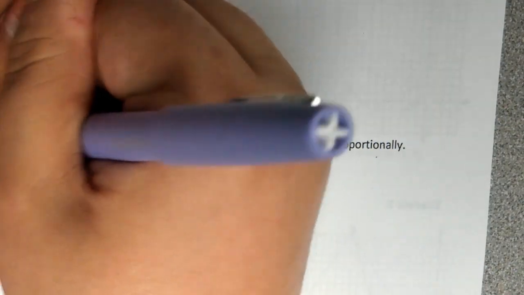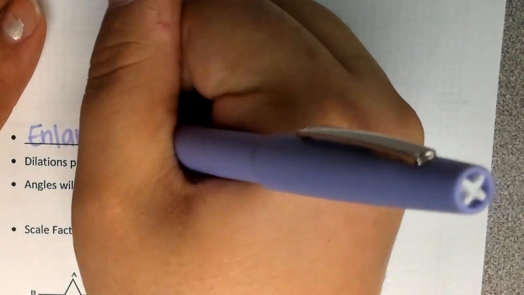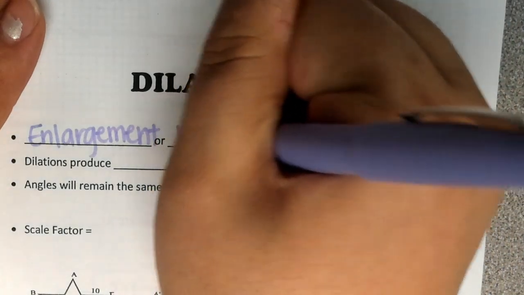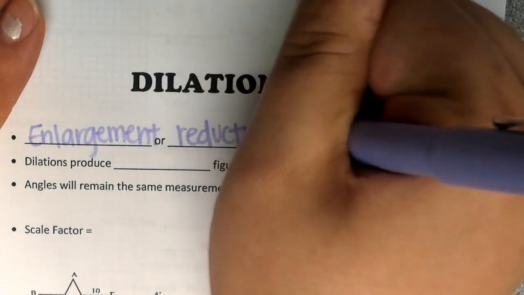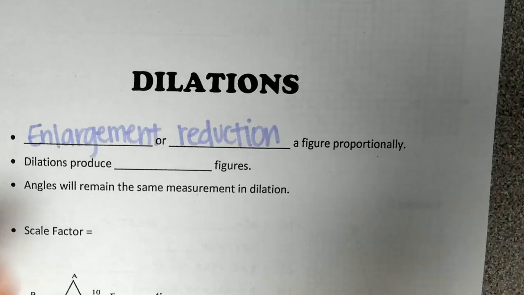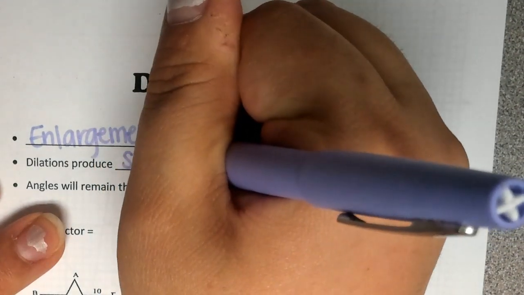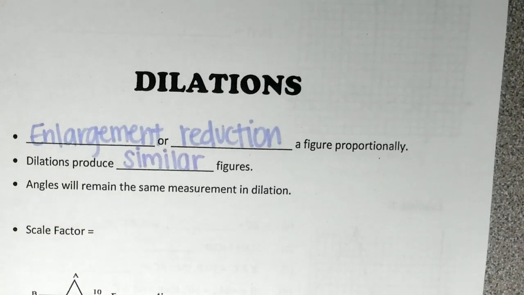Alright. Or what? No, an enlargement or a reduction, shrink. And today all of our dilations will be proportional. Dilations produce what kind of figures? Similar. What does that mean? Same shape, not the same size.